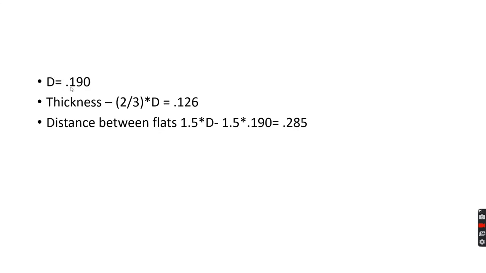Okay, so the D, our major diameter, is 0.190. The thickness is 2/3 times that diameter, which is 0.126. The distance between the flats is 1.5 times the diameter, so 1.5 times 0.190, which is 0.285.